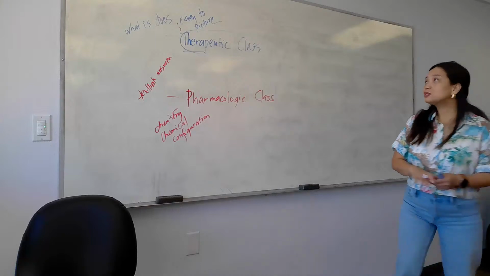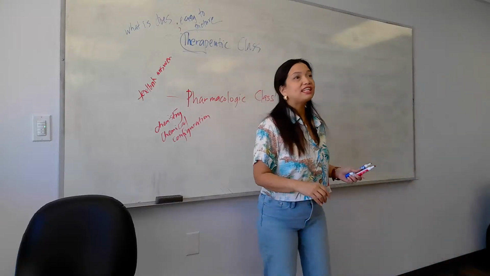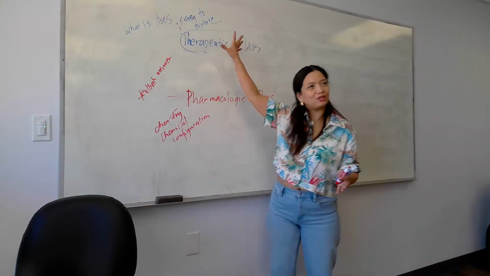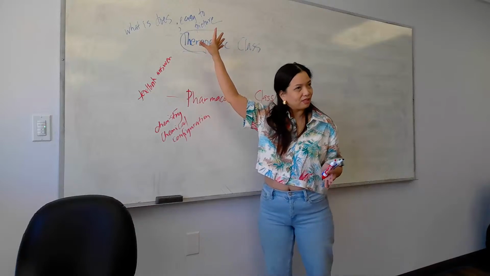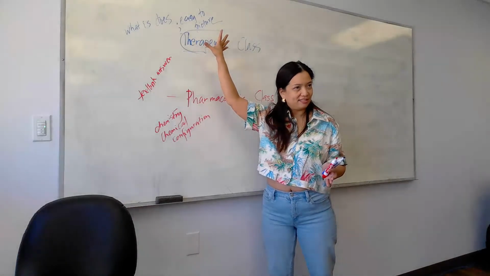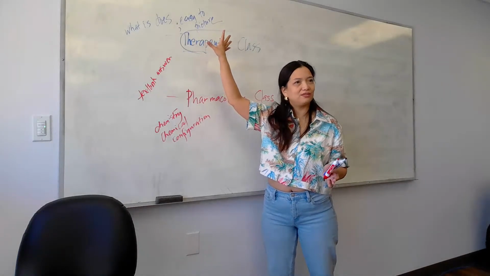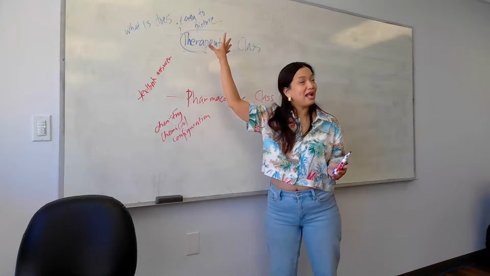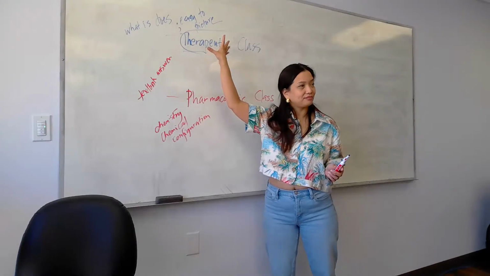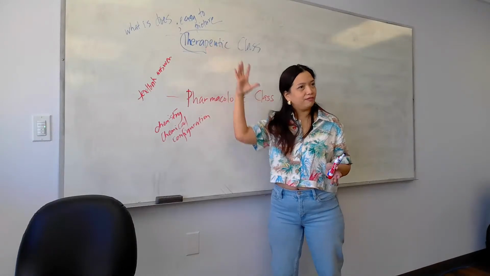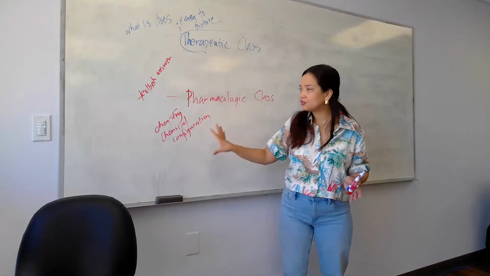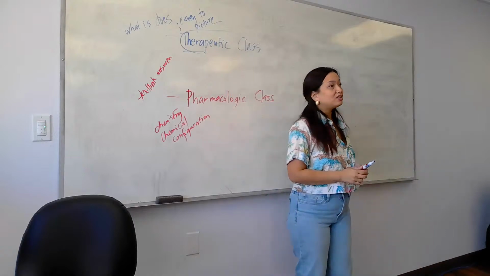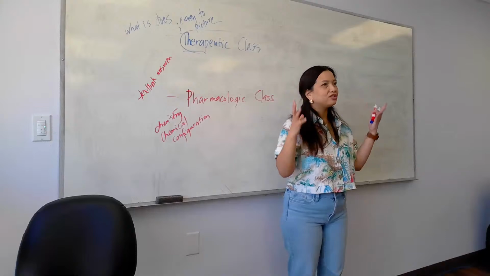Example. This one's easy to picture because if I say analgesic therapeutic class for a narcotic, what does it do? For pain, right? But if it's the chemical configuration or the chemical formula, pharmacological class, it's hard to picture.